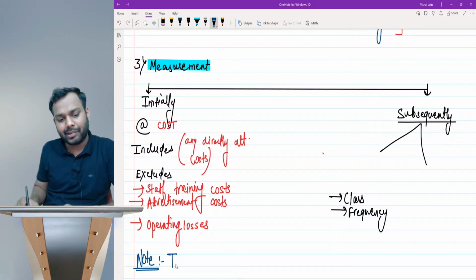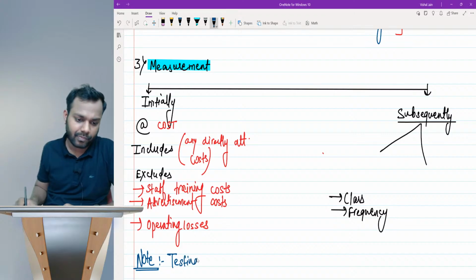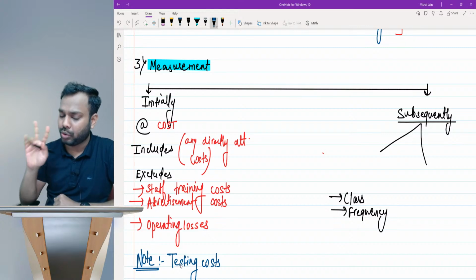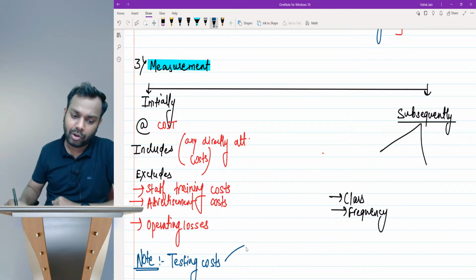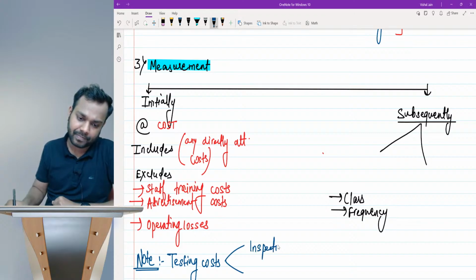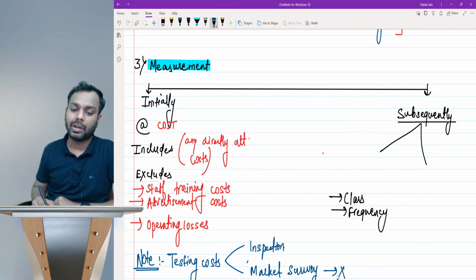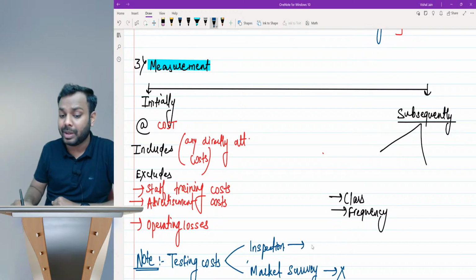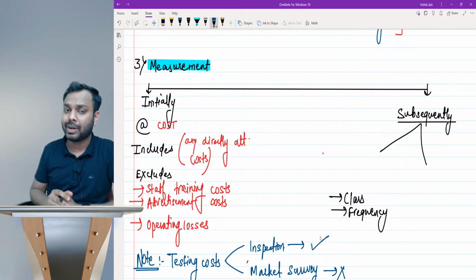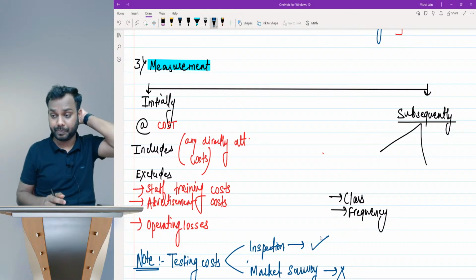Tell me, testing costs will be capitalized or not? I told in the class that testing costs can be in two natures, in the nature of inspection or in the nature of market survey. Testing cost in the nature of market survey will not be capitalized. Testing cost in the nature of inspection will be capitalized. Do you remember this one, guys?